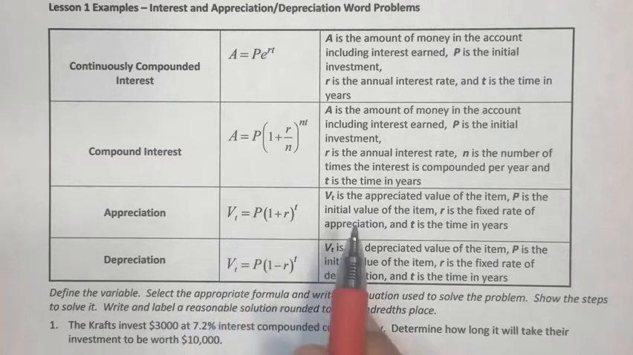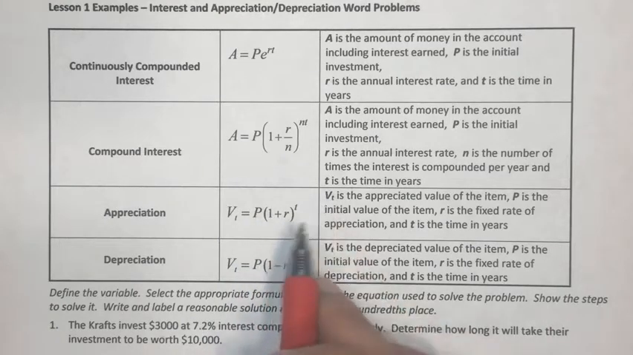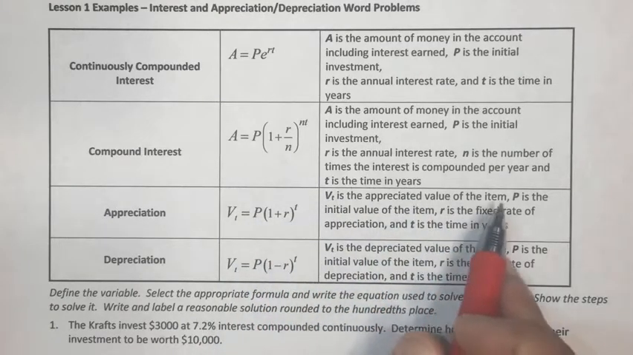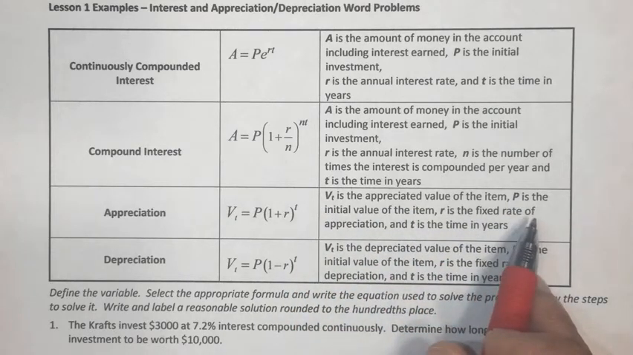VT is equal to P times 1 plus R to the power of T. VT is the appreciated value of the item, P is the initial value of the item, R is the fixed rate of the appreciation, and T is the time in years.